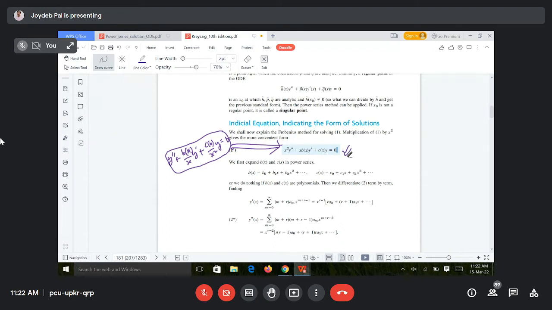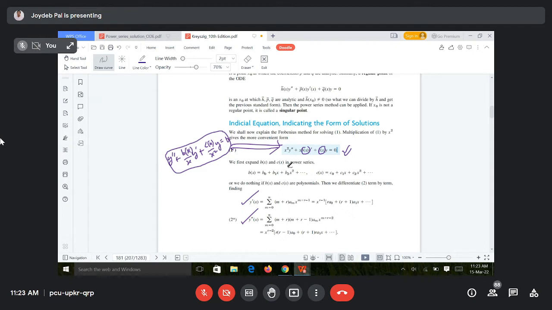Okay, so we will substitute y dash and y double dash in that equation. x square y double dash plus x into bx y dash plus cx into y equal to 0. तो ये हो गया y dash, y double dash, and here bx and cx, these are analytic, no? These are analytic at the point x is equal to 0 as initially taken by us or given. bx, cx analytic at x equal to 0.